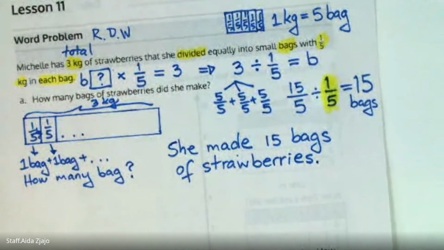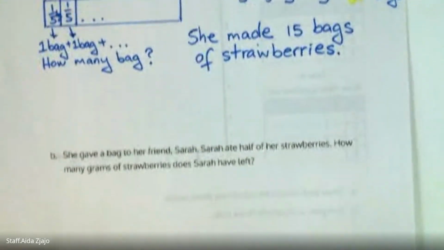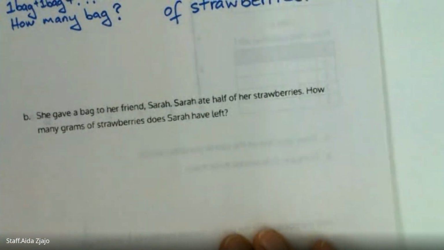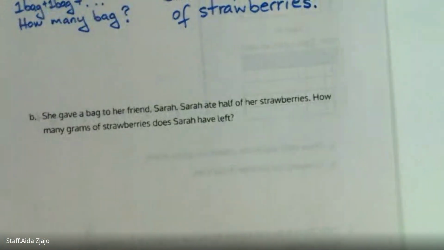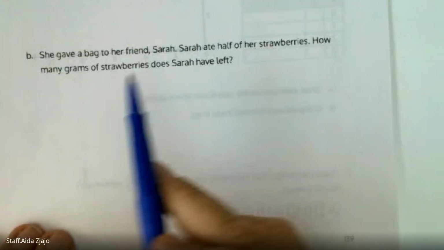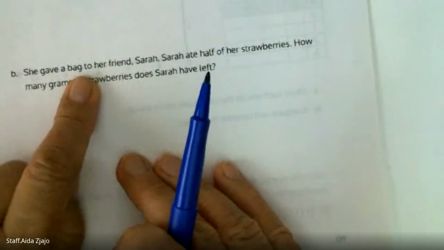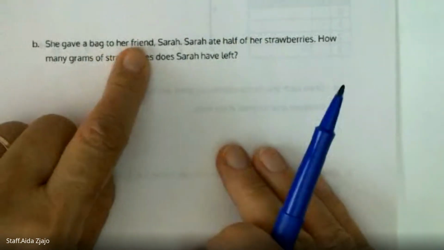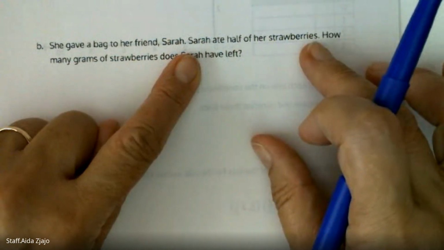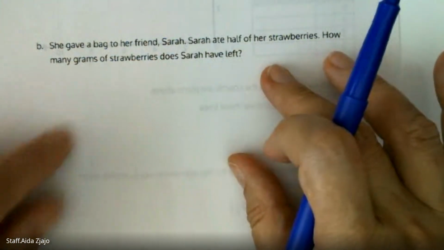Next is going to be problem B, connected to the previous one. Let's read it. So now Michelle gave a bag to her friend Sarah. Sarah ate half of the strawberries. How many grams of strawberries does Sarah have left?